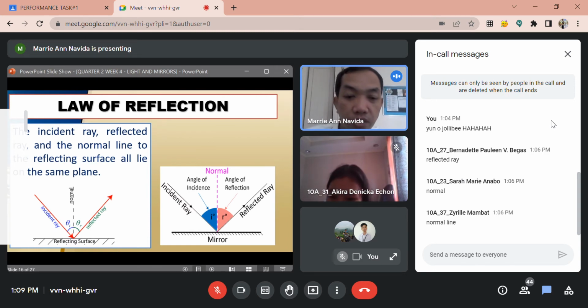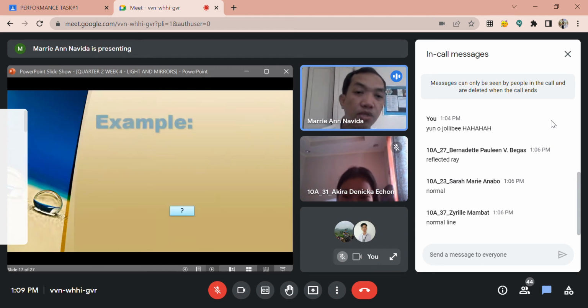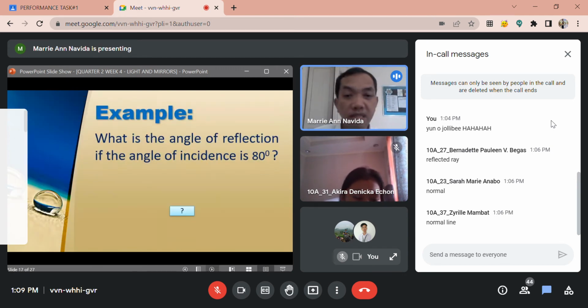Next, the angle of incidence is equal to the angle of reflection. Just like I told you, whatever the angle here is also the same with the angle of reflection. So here's the question. What is the angle of reflection if the angle of incidence is 80 degrees? Again, what is the angle of reflection if the angle of incidence is 80 degrees?